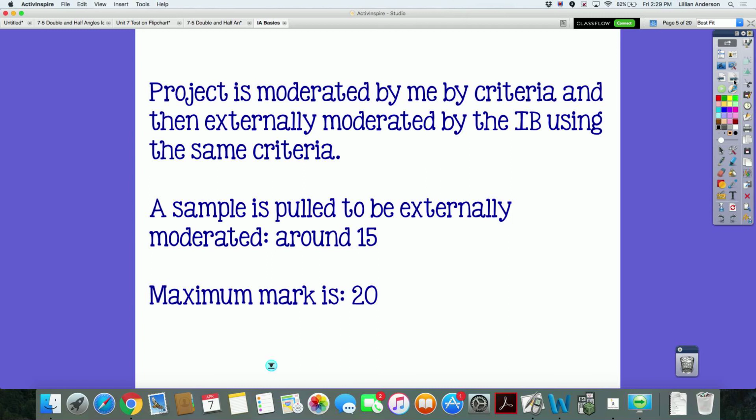Now, what happens? Because we have 32 currently, I grade all of them, I put the grades in, and then submit. IA generates randomly around 15 names of people's papers that will actually get sent off to IB. Those 15 papers are going to be graded by the professionals, and they're going to determine whether or not I graded too leniently or too harshly.